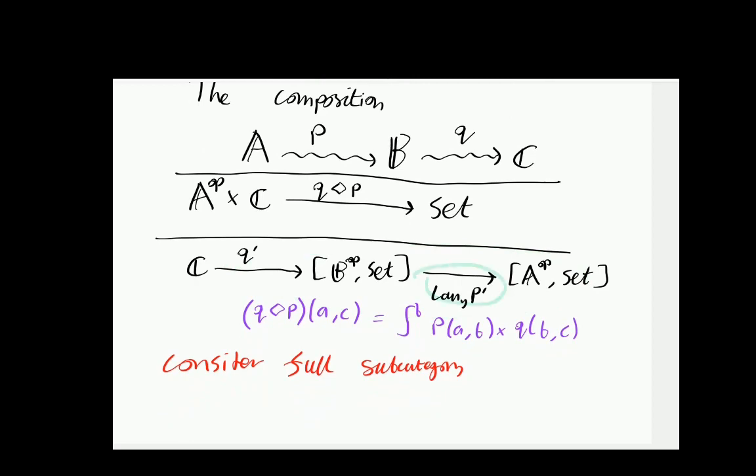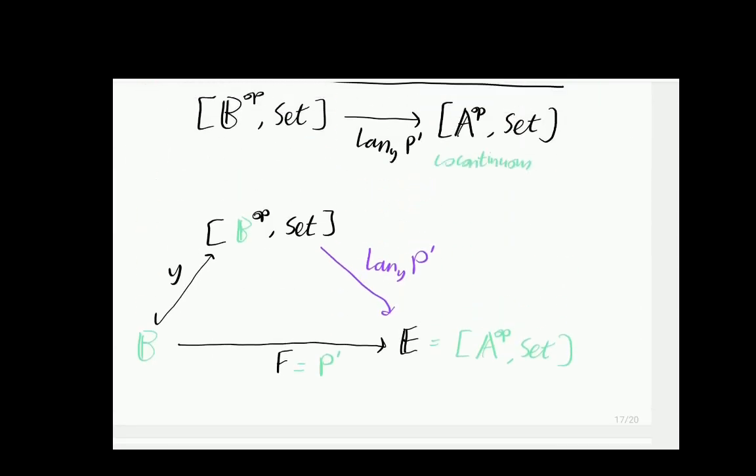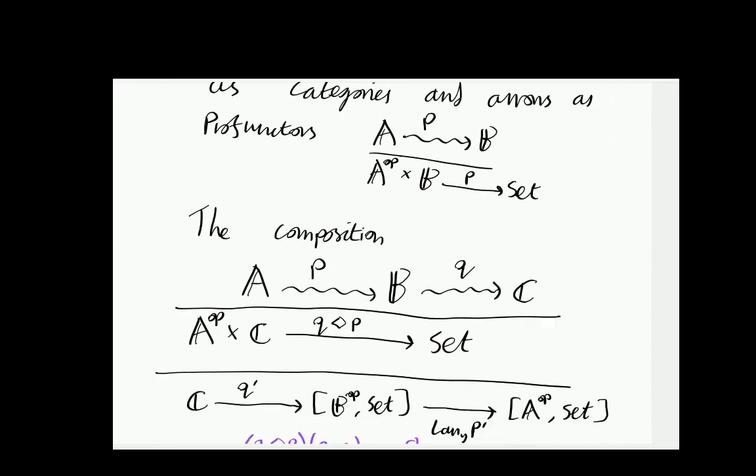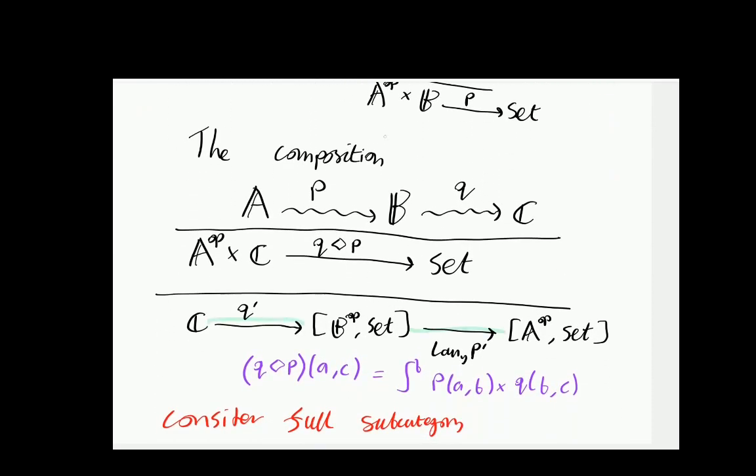So this Lan Yp dash is, as shown in this diagram, something we know how to compute. We've looked at a formula for it earlier and so on. And if we just compose this after this, you can see that we have something that goes from C to this category of presheaves. And if we just untangle this, we can put it into this kind of form and consider it to be the composition Q after P. So basically that's how profunctor composition works.